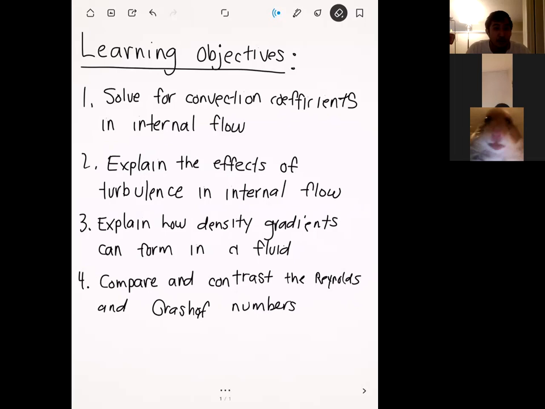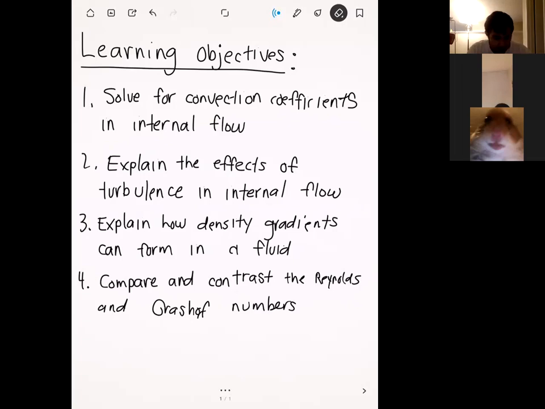Okay, and so the plan for today is we're going to be finishing up our lecture notes on internal convection. We don't have a homework assignment on this yet, but you can expect one after the break. I don't think that's going to take us the whole time, so probably we'll finish up in maybe 20, 30, 40 minutes. After that, we'll start the next set of lecture notes on free convection.